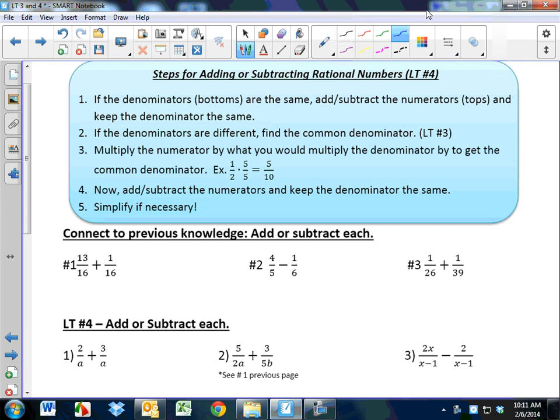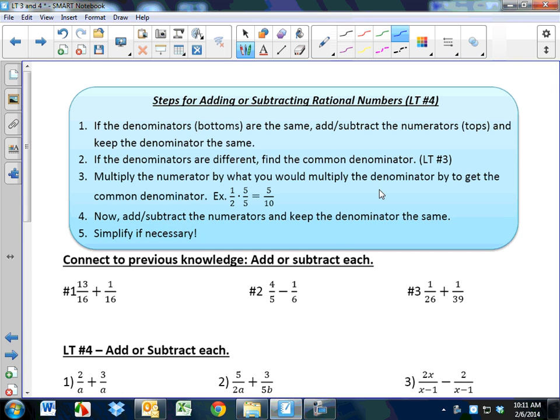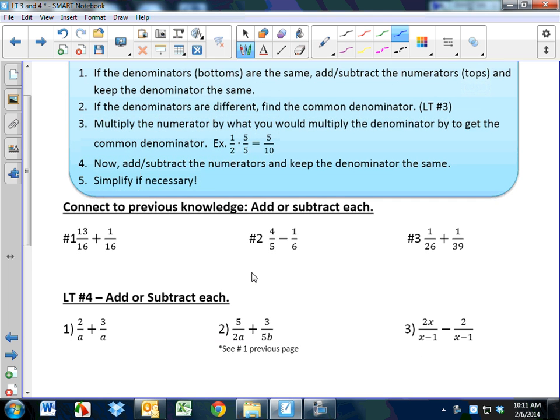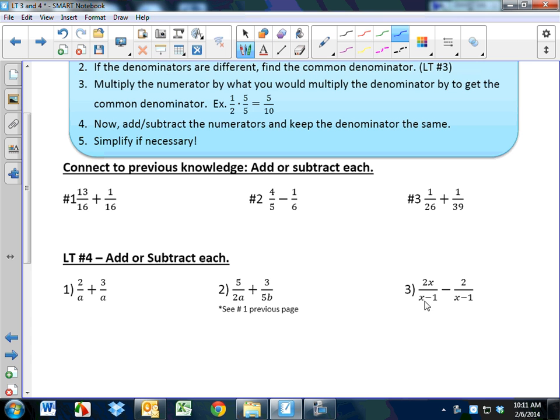Okay, this video is for the Learning Target 4 notes, which is basically adding and subtracting fractions. It's just that your fractions will now have monomials or binomials or trinomials in the numerator and the denominator. So that has a new name. It's called rational expressions. That's what this whole unit's about, rational expressions.